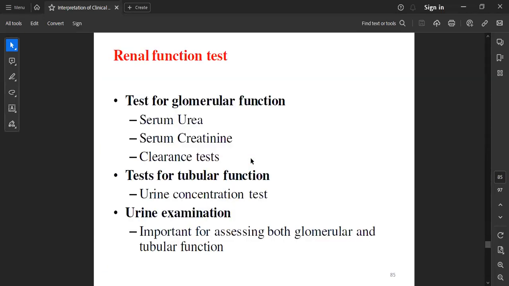So we now go to the kidney function tests. We have tests for glomerular function, tests for tubular function, and urine examination. We've done the urine examination. It was the first one we did, the urinalysis.